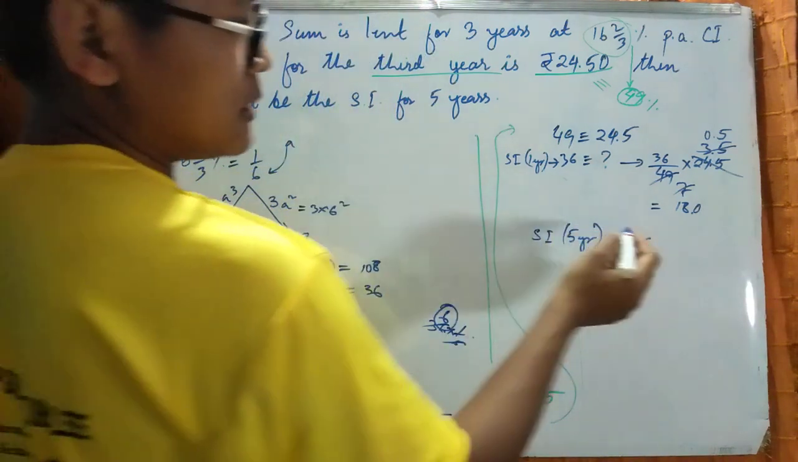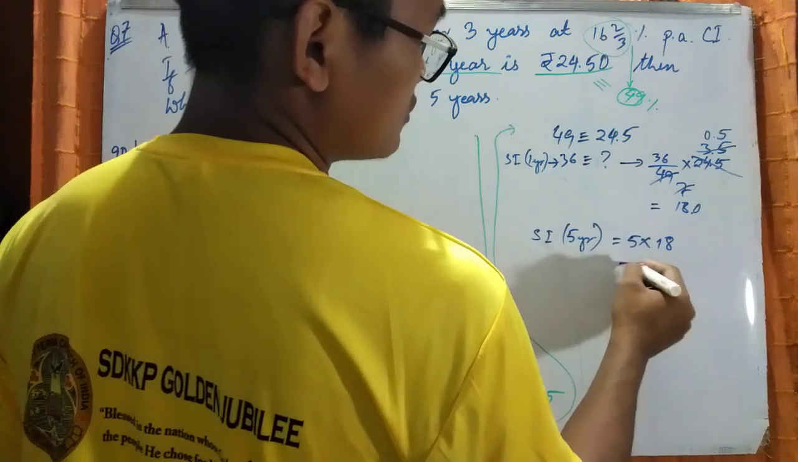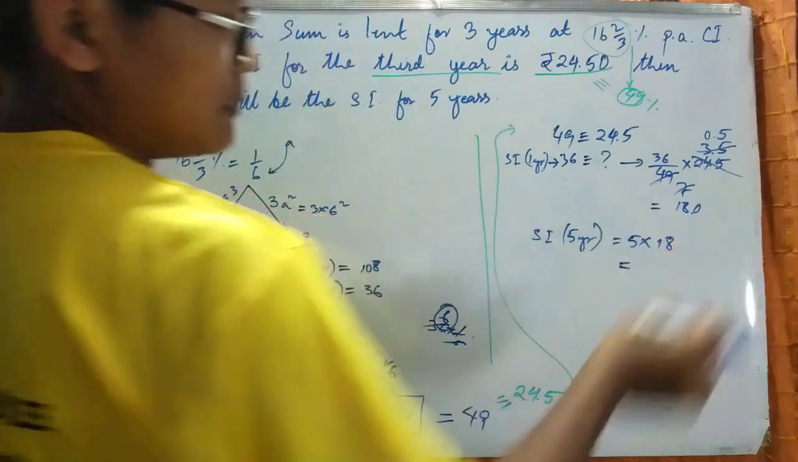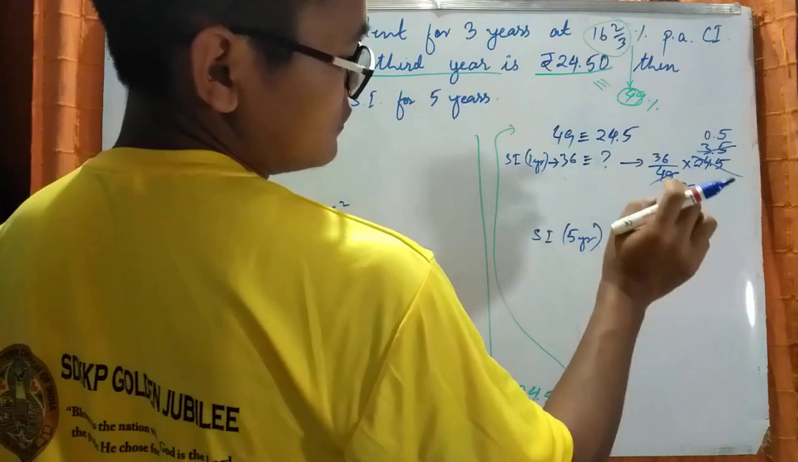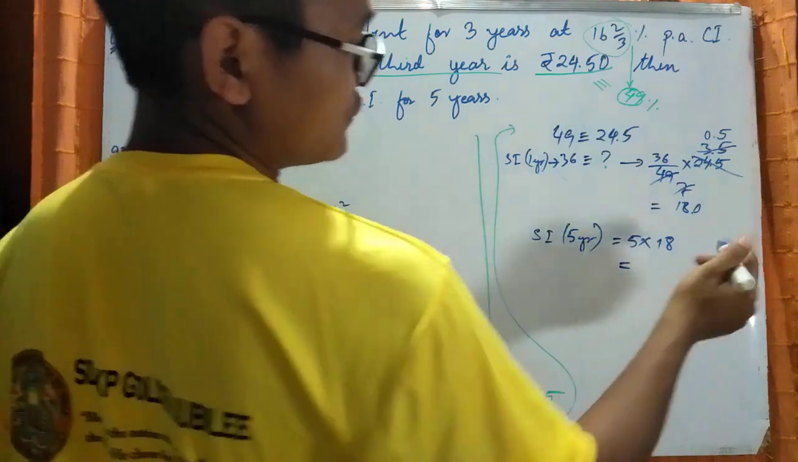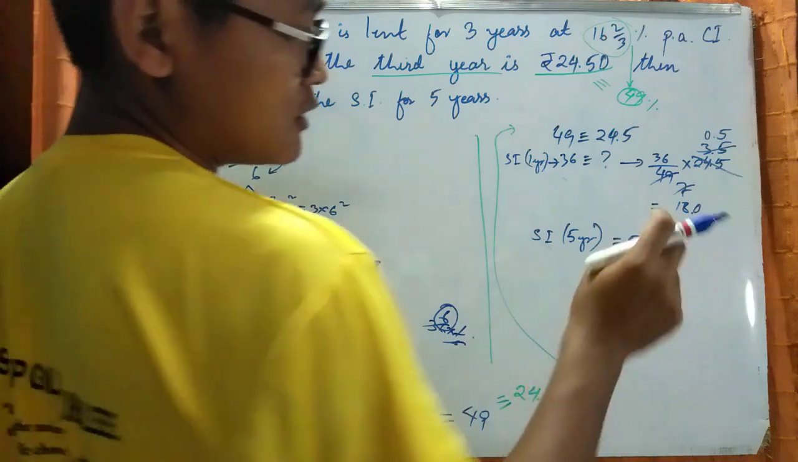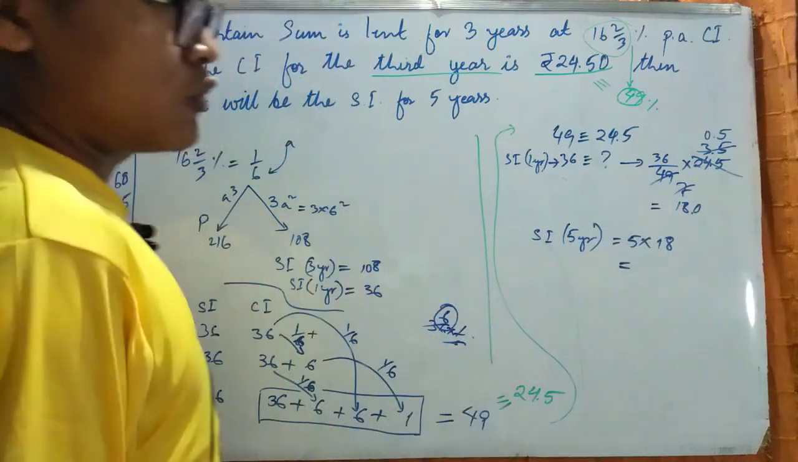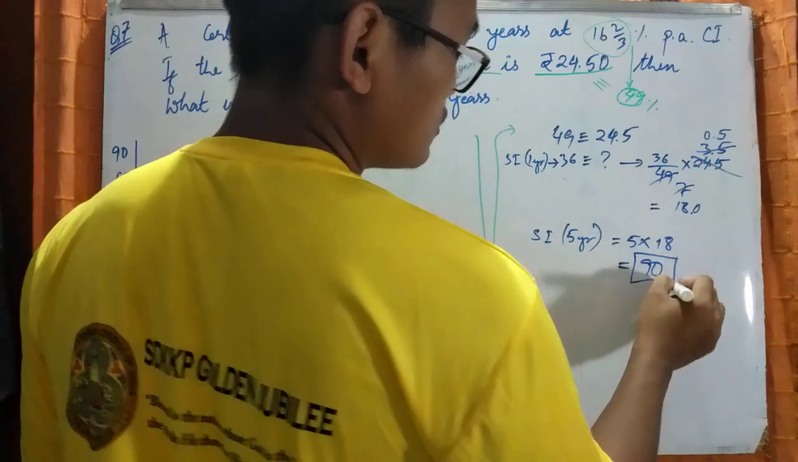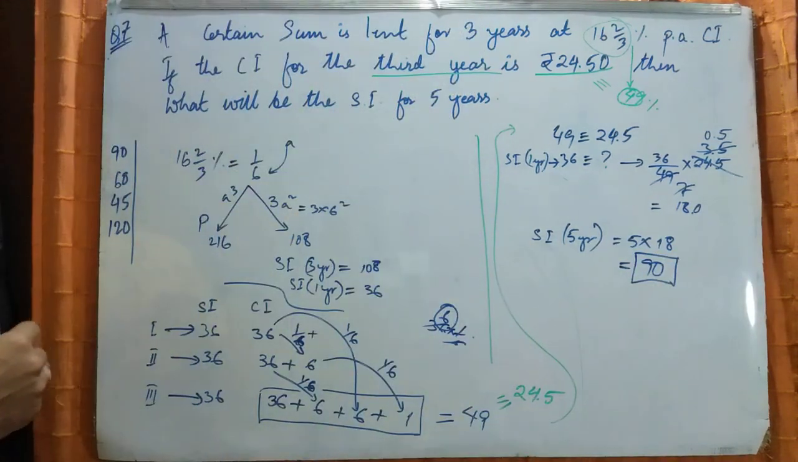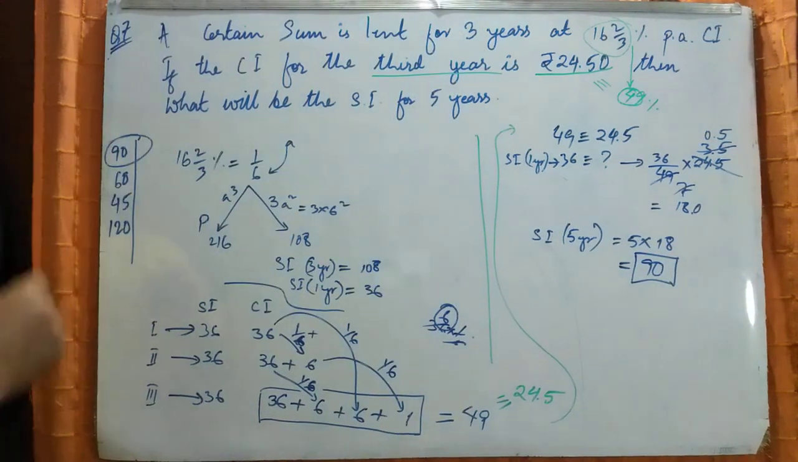Adding, 5 into 18. 18 is 10 plus 8. 10 into 5 multiplied is 50. 5 into 8 is 40. 50 plus 40 is 90.